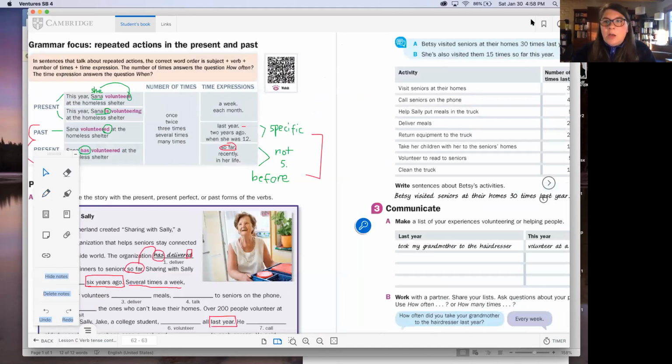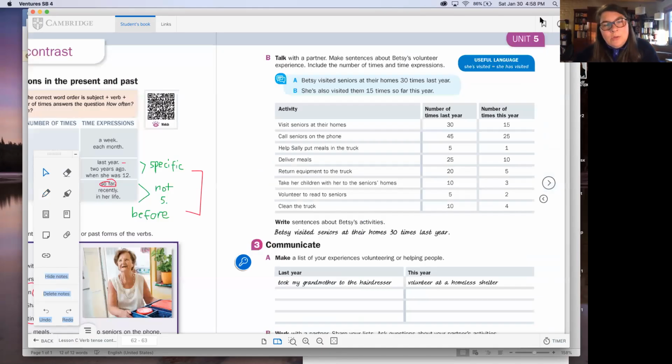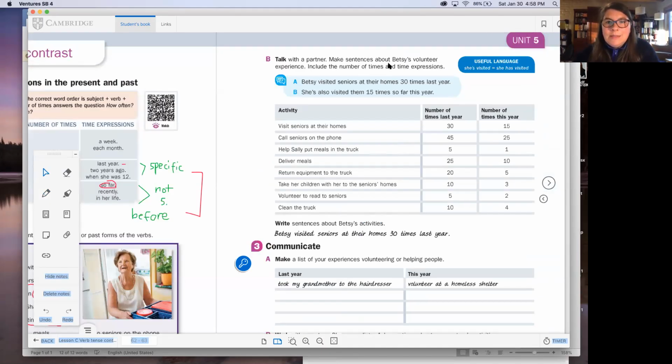So this part here, it says talk with a partner. I'm going to have you do this in your notebook. Make sentences about Betsy's volunteer experience. Include the number of times and time expressions. Betsy visited seniors at their homes 30 times last year. She has also visited them 15 times this year.